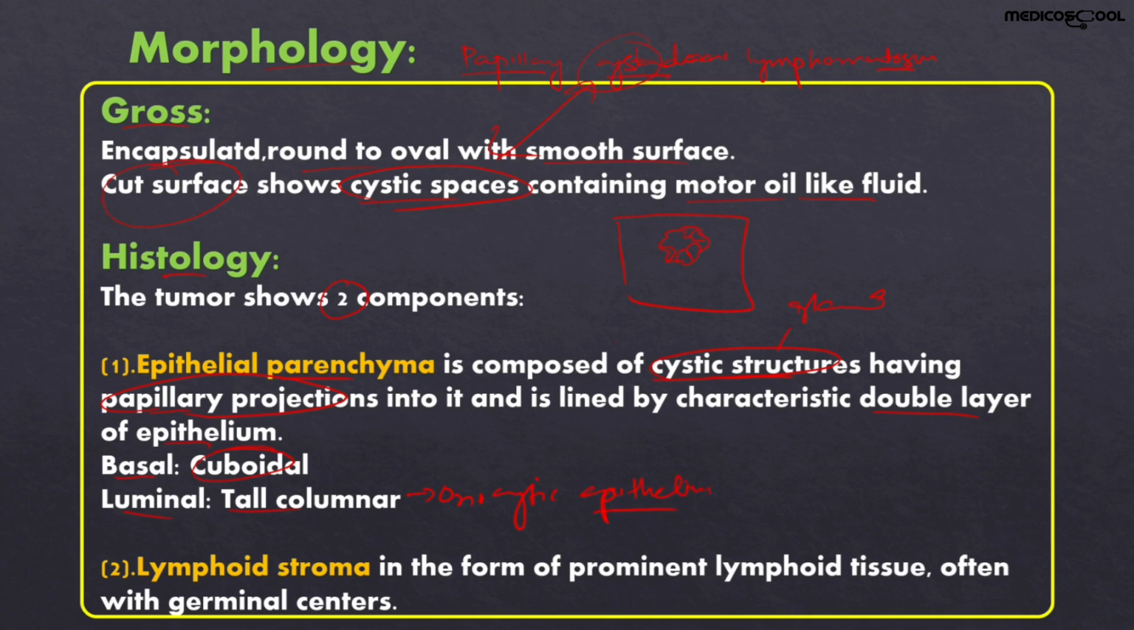And the second component, so here in this name we can see papillary: papillary projections into the cystic spaces of the glands, adenoma of the glands. And the second one is lymphomatosum, which is the second component of the Warthin tumor. It consists of lymphoid stroma in the form of prominent lymphoid tissue having germinal centers.